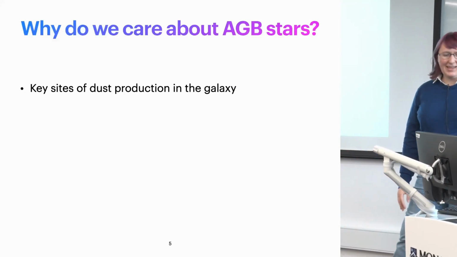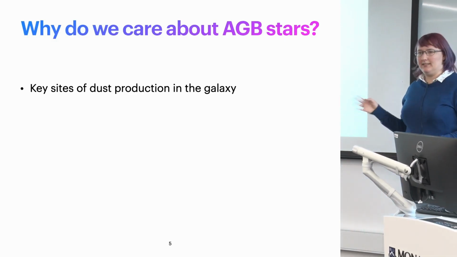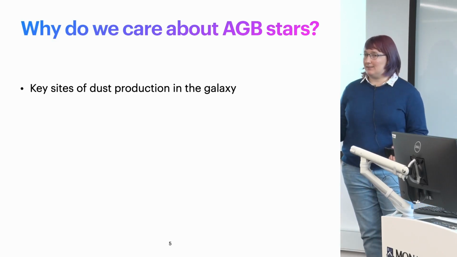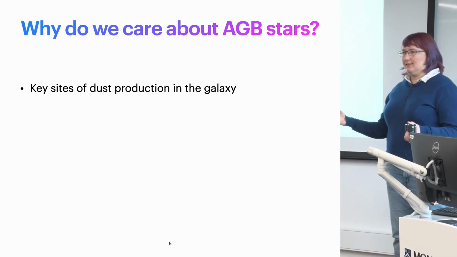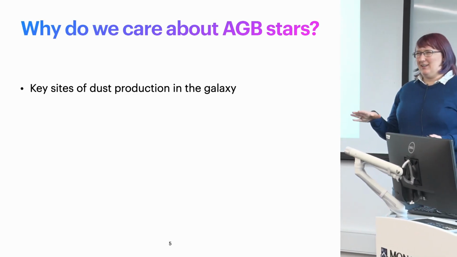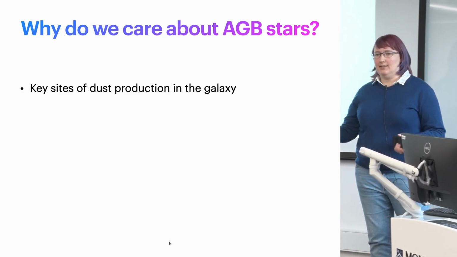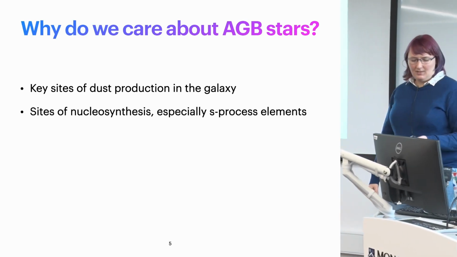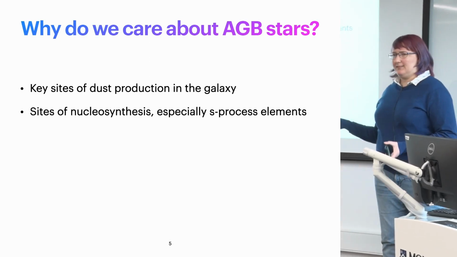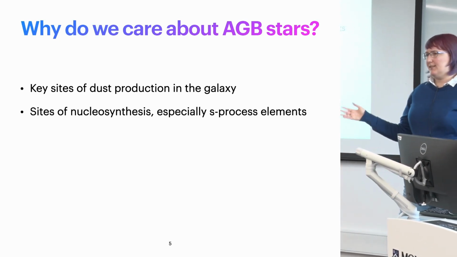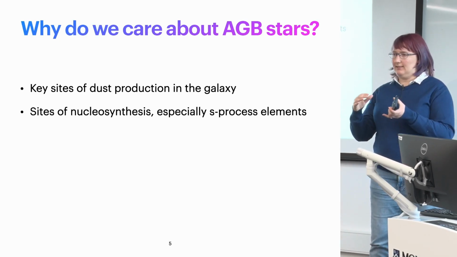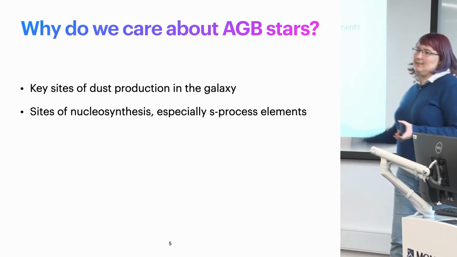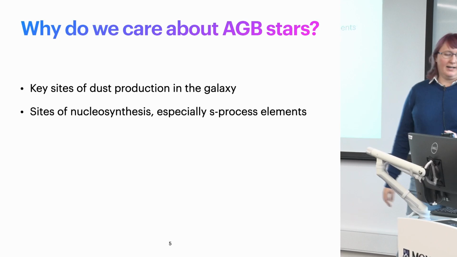AGB stars are key sites of dust production in the galaxy. Depending on who you ask, they're responsible for maybe 50% of the dust that's generated in the galaxy, and also around 80% of enriched gas that's returned while they're ejecting matter during the AGB phase. They're also sites of nucleosynthesis. At this stage, there's no core nucleosynthesis happening, but there is nucleosynthesis happening in shells. And they're responsible for all sorts of things, including S-process elements and carbon.